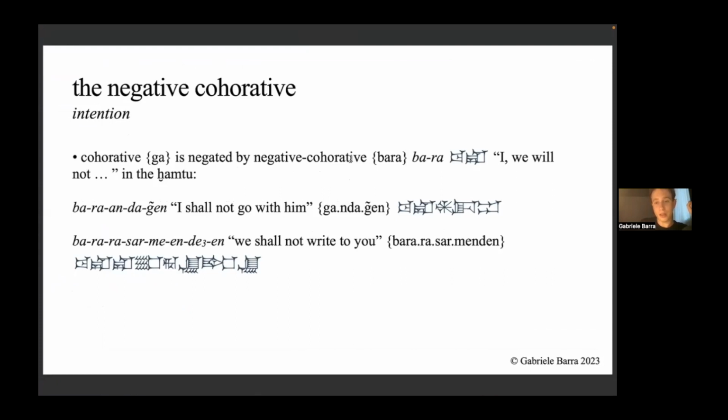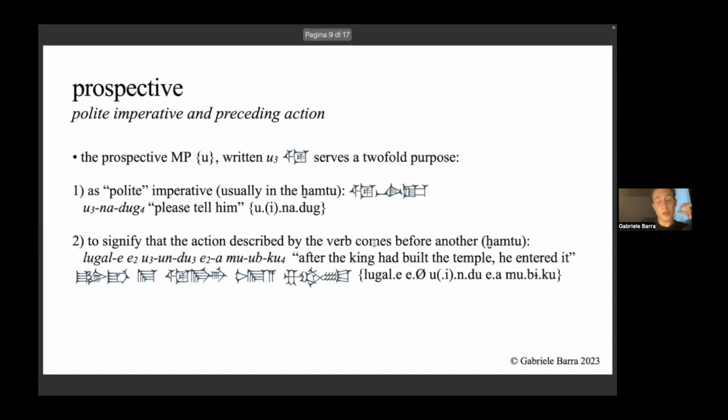This is negated by bara, just like the other ones. So it's always bara negating things. Again, bara. We will not. So same sentences, just with bara. I shall not go with him. We shall not write to you. Very simple.